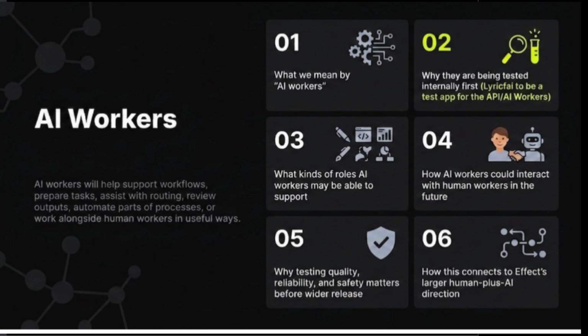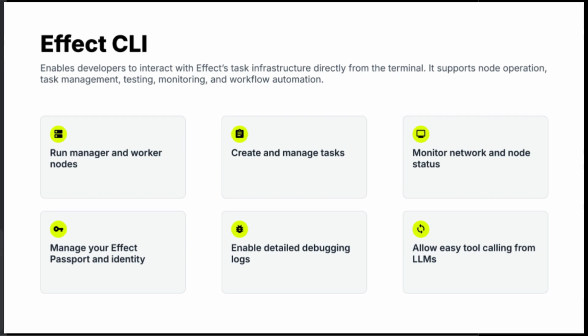And moving on from the AI workers and the API and the whole Canva app, I know it's a lot for you guys to take in, but we also have something big to debut, and this is the Effect CLI. Can you see the slide? Yep. Okay. So this lets all of the developers interact directly with our infrastructure from their terminal. So it just supports all kinds of things. And Jesse created a really cool video to let you see it live in action.